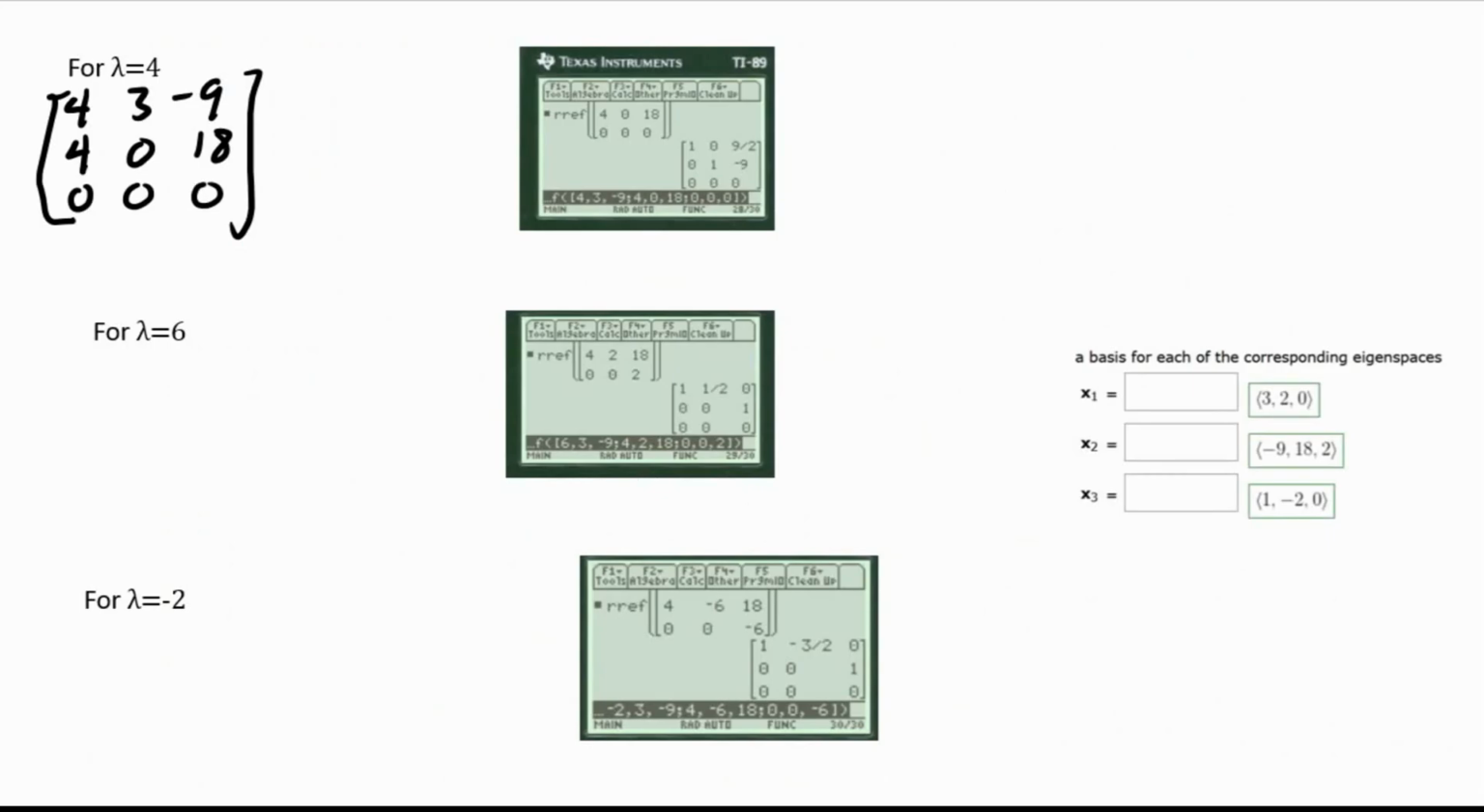Now on the graphing calculator, when you reduce that, this is what I get. And so notice that that last row, I get all zeros. So that means that I'm going to have infinitely many solutions. We get that for all of them.